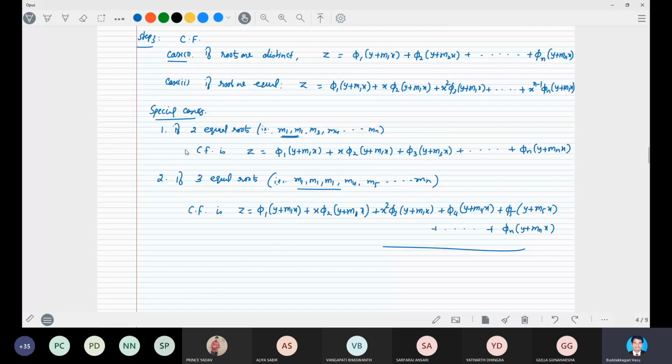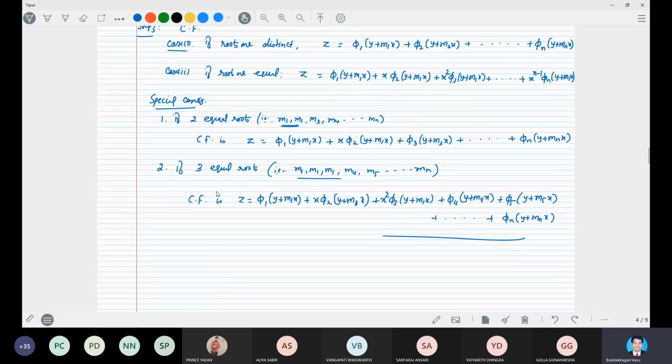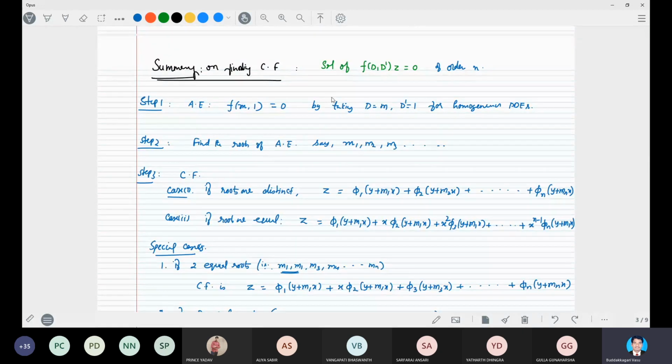There are some special cases. If two roots are equal, the rest of them distinct, then the equal roots may be assumed first as phi1(y + m1x) plus x times phi2(y + m1x). The rest of them are the specific functions, which we will take as phi3, phi4, phi5. Like if three roots are equal, then phi1 plus x into phi2 plus x square into phi3. The rest are phi4(y + m4x) plus phi5(y + m5x) plus so on. Okay, this is the way we find the complementary function for homogeneous PDEs, right?